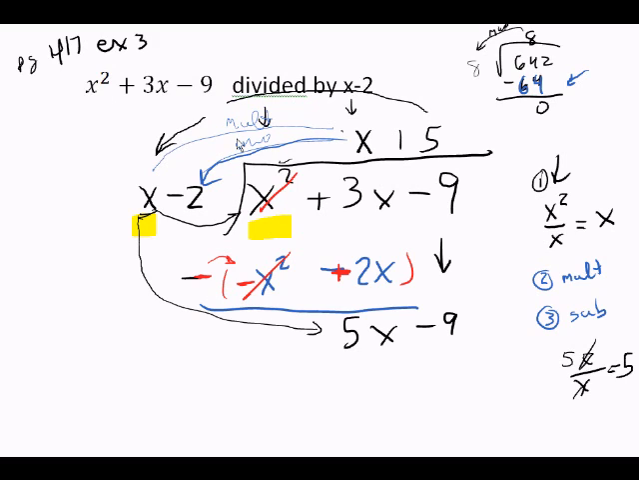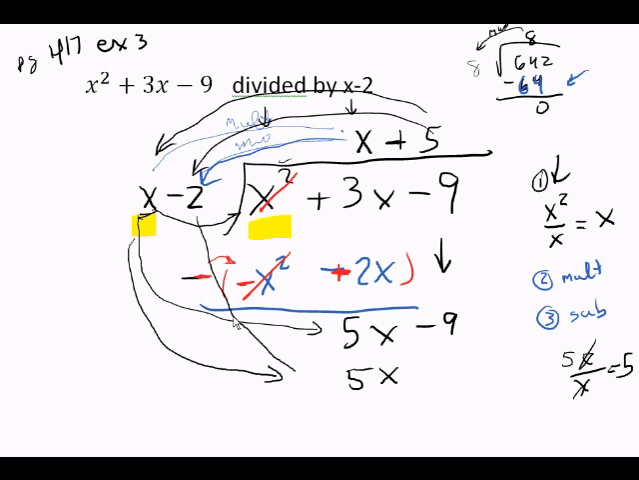Yeah, because the x's just cancel. So we put a 5 up here, a plus 5. And then we multiply again. 5 times x is 5x. 5 times a negative 2, negative 10. And then we subtract.